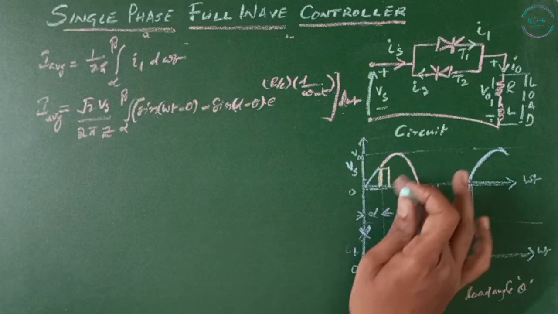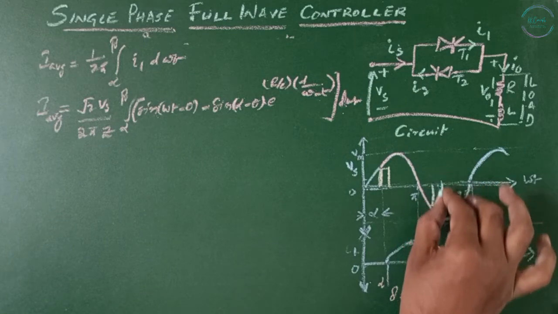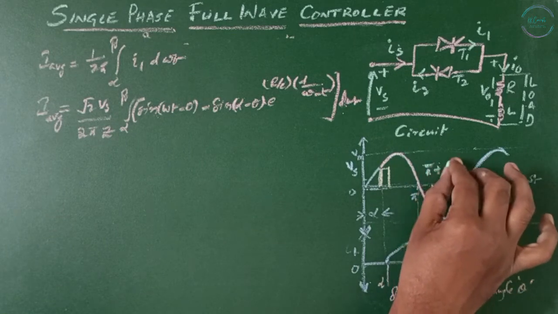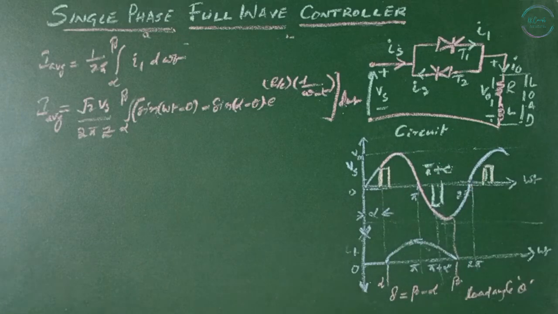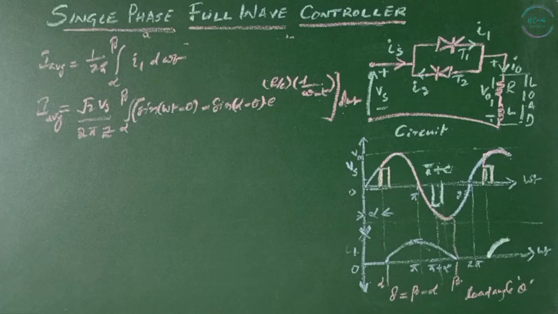If this is the gate signal for thyristor 1, the gate signal for thyristor 2 will be at pi plus alpha, and for thyristor 1 again at 2 pi plus alpha. The gate signals of thyristors could be short pulses for controlling with the resistive load. Such short pulses are not suitable for inductive load.